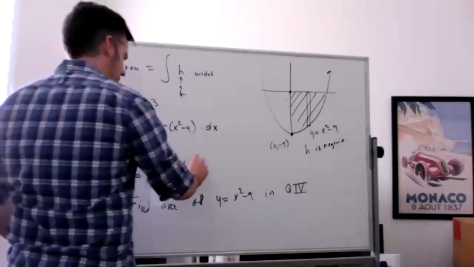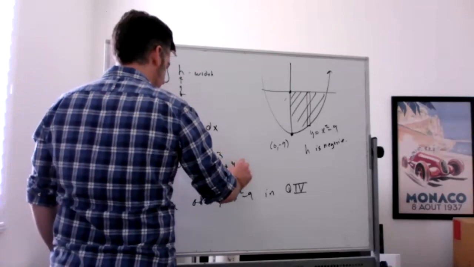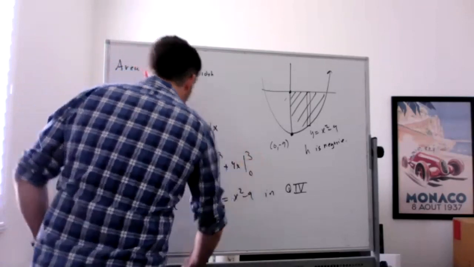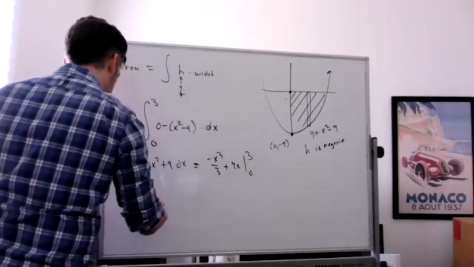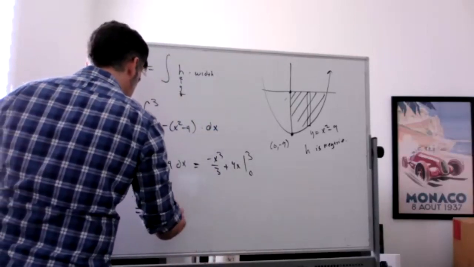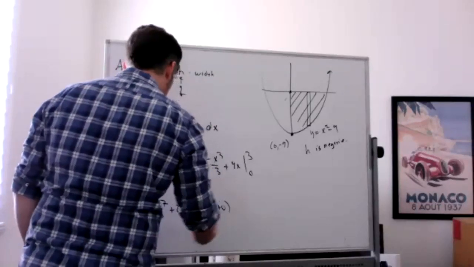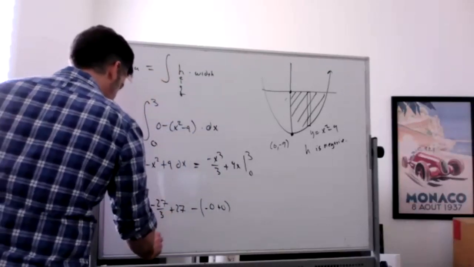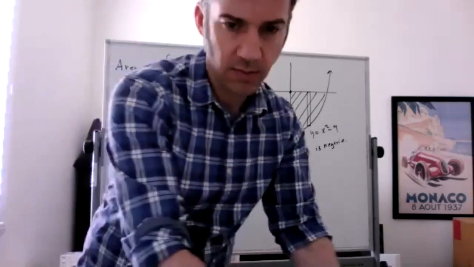We can still show the work though. It's going to be negative x cubed over 3 plus 9x from 0 to 3. And if we plug in 3 now, we get negative 27 thirds plus 27 minus negative 0 plus 0. And that's going to be negative 9 plus 27, which is 18.